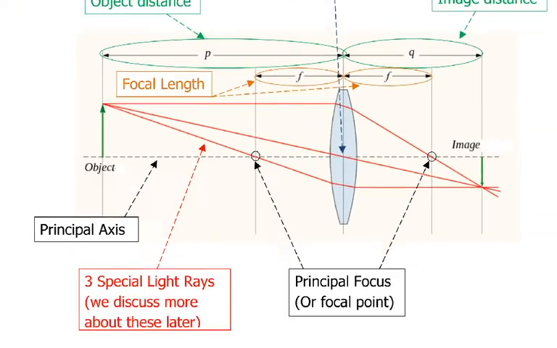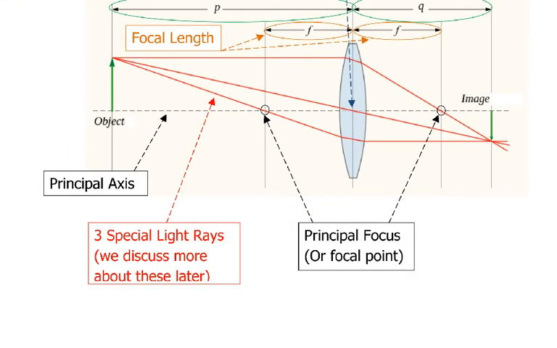Now the last thing we have drawn in here on this diagram is these 3 red lines, and those represent 3 special light rays, and those are used in the next couple of videos. So we won't worry about them here, just know that they exist. We'll talk about them more later.